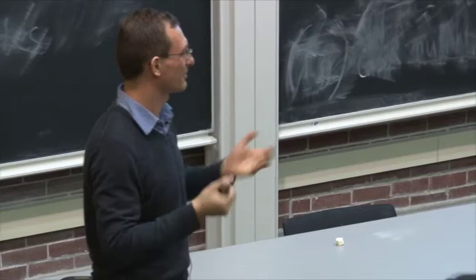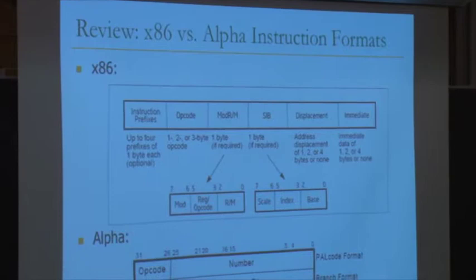Okay. How can you have a variable length uniform decode ISA? I'll leave you with this. We kind of had a discussion of this. Oh, wait, this is old. Okay. I should remove that slide. I don't know where that came in from.